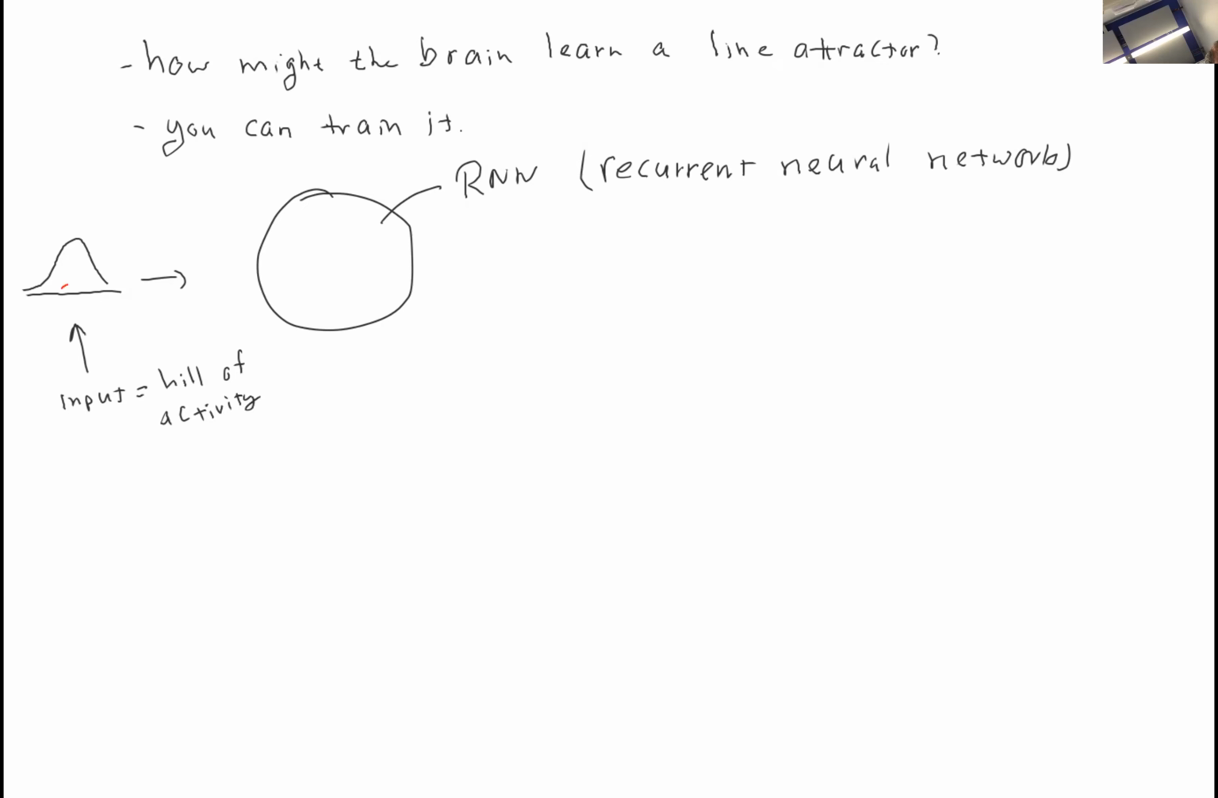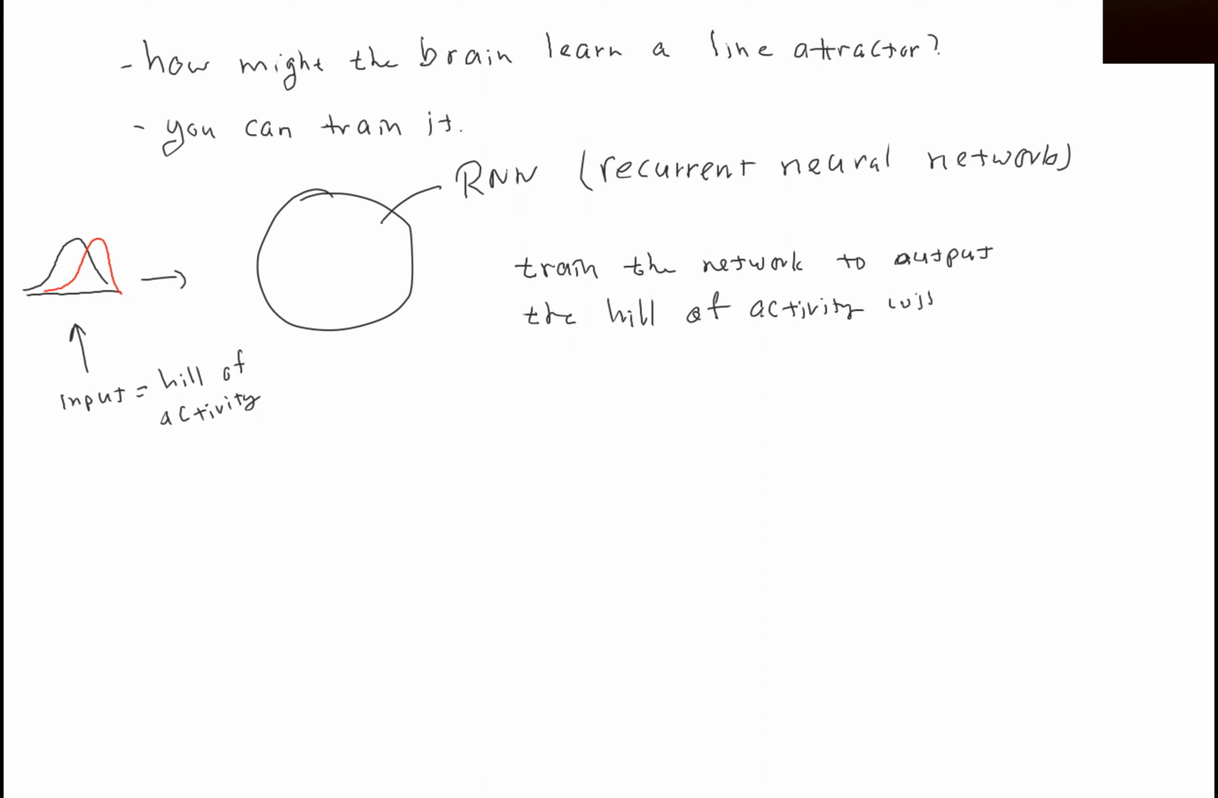And basically what you want is for the network, which you train, to do a really simple task: basically memorize the hill of activity. So output the hill of activity with a delay, and you include noise in the input.